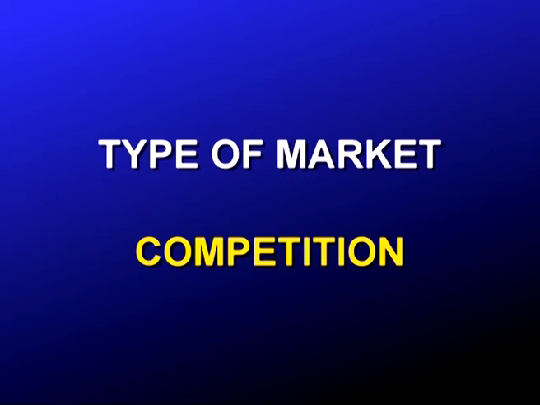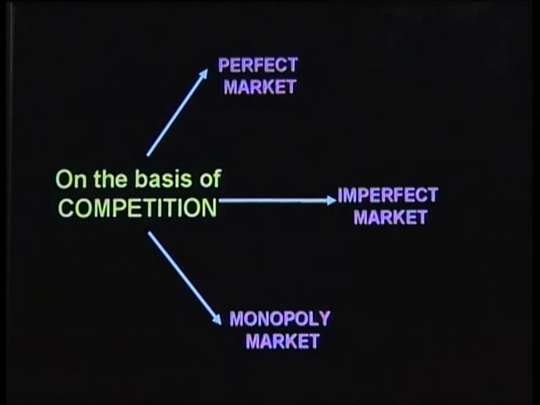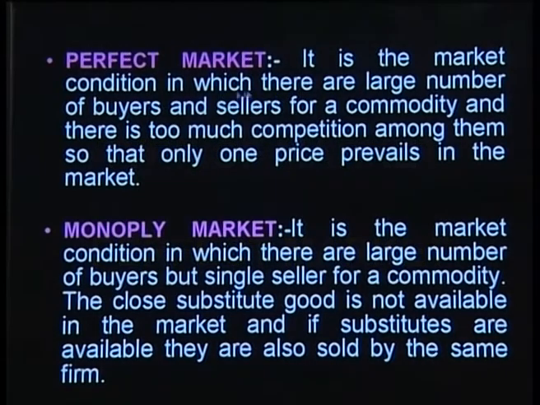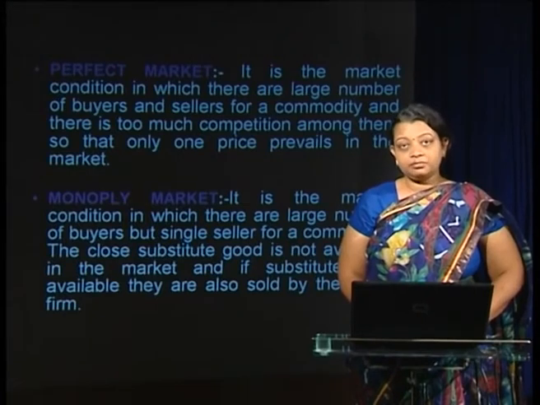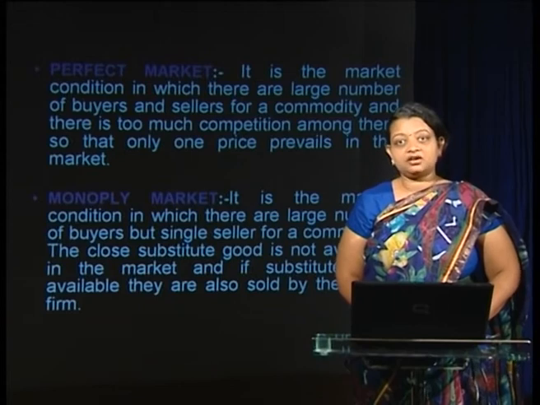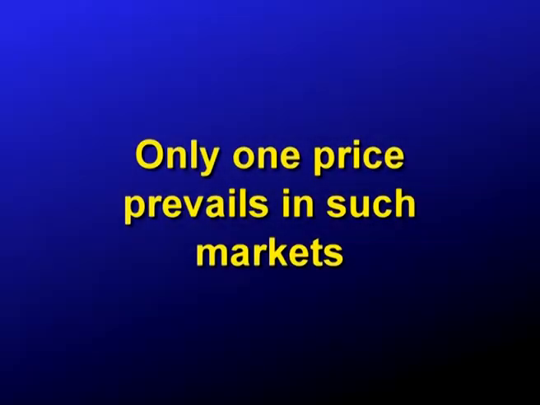When we talk about competition, market can be of three types. It can be perfect market, it can be imperfect market, or it can be a monopoly market. Perfect market is the market condition in which there are large number of buyers. When we talk about large number of buyers, it means that we cannot count the number of buyers present in the market. Similarly, we cannot count the number of sellers present in the market. Therefore, we can say that perfect competition is that competition in which large number of buyers and large number of sellers are present. Only one price prevails in such market.